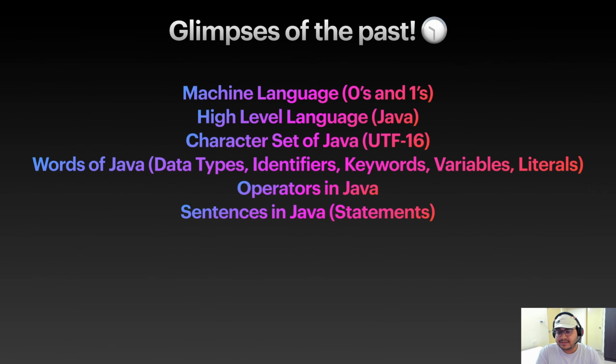The next logical step, just like in any language, is to combine these words like variables, literals, and operators to form complete sentences. In Java, these sentences are called statements, which represent a single unit of execution. And that's a 100-second recap for you. Let's get started.